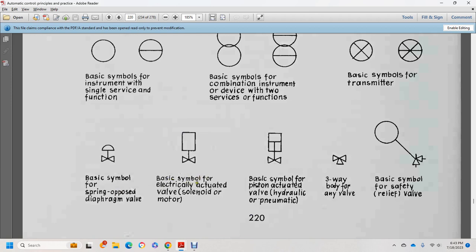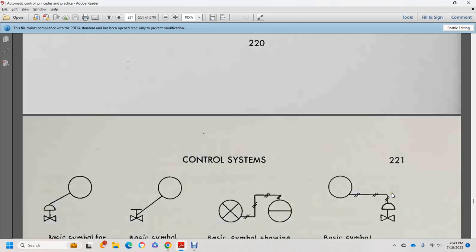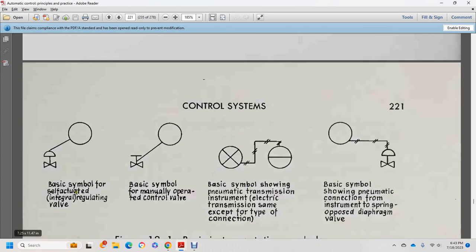Basic symbol, electrically actuated valve, solenoid, or motor. Basic symbol, piston actuated valve, hydraulic or pneumatic. Through-way body for any valve. The basic symbol for a safety relief valve. And then basic symbol for a self-actuated integral regulating valve. Basic symbol, the manually operated control valve.